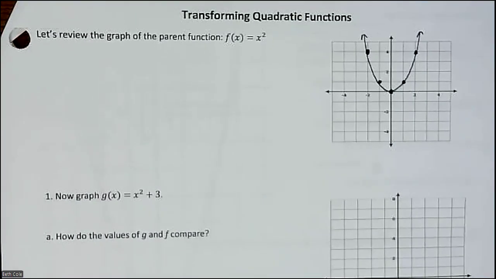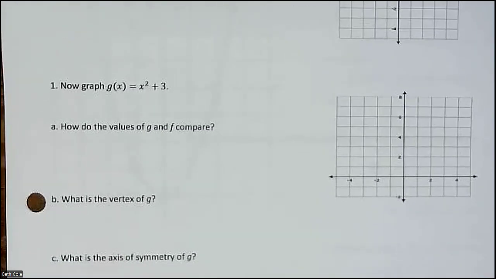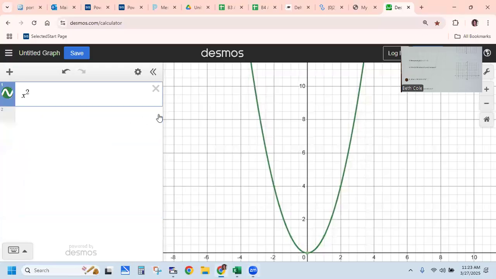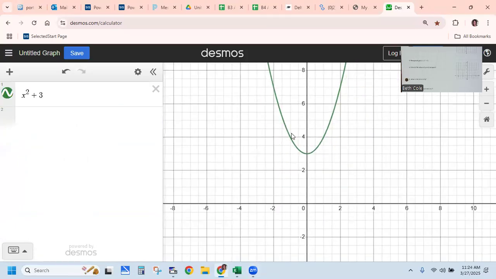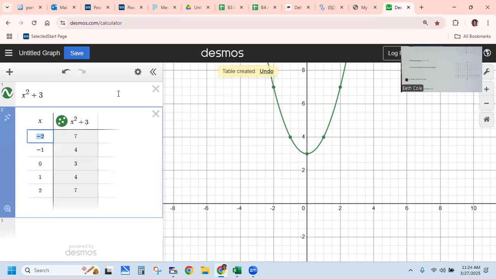Okay, now we're going to graph x squared plus 3. So watch what happened. Basically right now, all I want you to do is watch and absorb what's going on. I'm going to get rid of this table. Are you looking? Now look, it's almost the same. Here, let me get our points and we'll graph it.